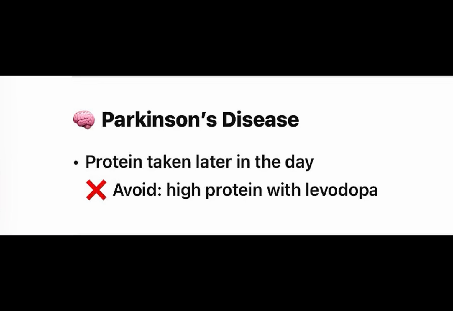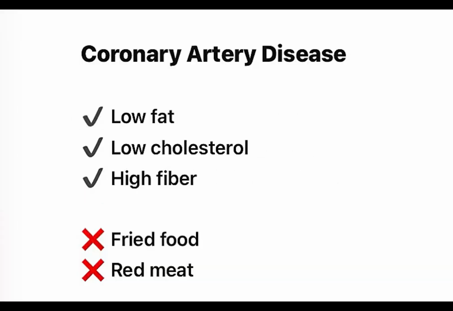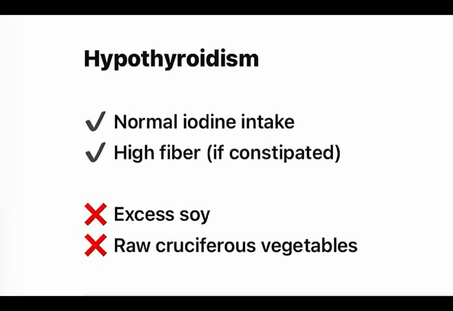For the patient with Parkinson's disease, avoid high protein with levodopa, while you can give the protein later in the day. In coronary artery disease, avoid fried food and red meat and give a low fat, low cholesterol and high fiber diet. And in hypothyroidism, give normal iodine intake with fiber and avoid any type of raw vegetables.